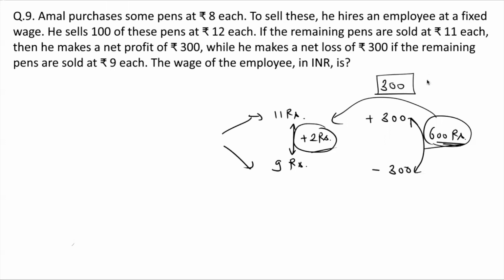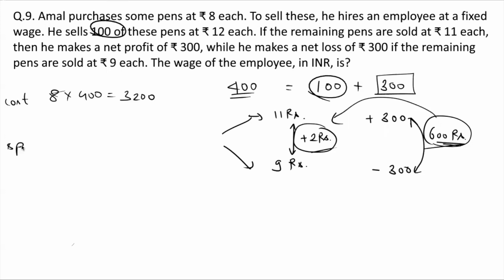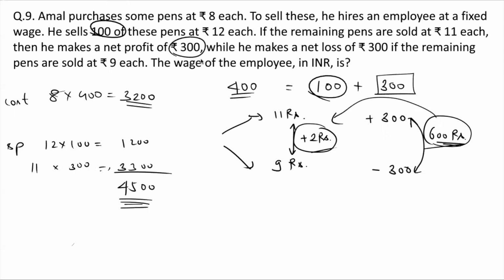That means 300 was the remaining number of pens apart from these 100. That tells you we have 300 plus 100, 400 pens in total. Now it's very simple. You can calculate the initial cost: 8 rupees per pen into 400 is 3200. The 100 pens are sold at 12 rupees each, so the selling price will be 12 multiplied by 100, that's 1200. And for the remaining 300 pens, the rate is 11 rupees, considering the first case, 3,300. Total selling price is 4,500. Now, cost is 3,200 and selling price is 4,500, but the net profit is only 300. That means the fixed wage of this employee will be 4,500 minus 3,200, that's 1,300, minus the profit of 300 rupees, 1,000.